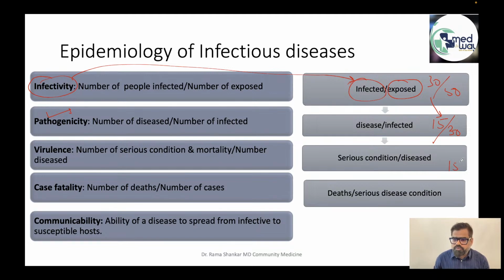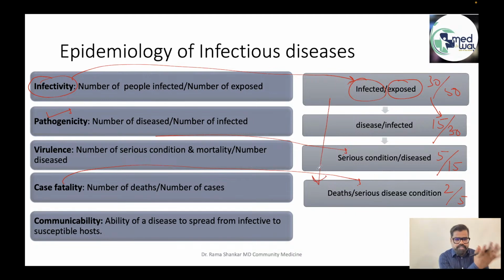So out of 15 who developed disease, how many are in serious condition? 5. So this is virulence, right? Okay, now out of 5 who are in serious condition, 2 died. So what is this? Case fatality. So you can see this can be linked.